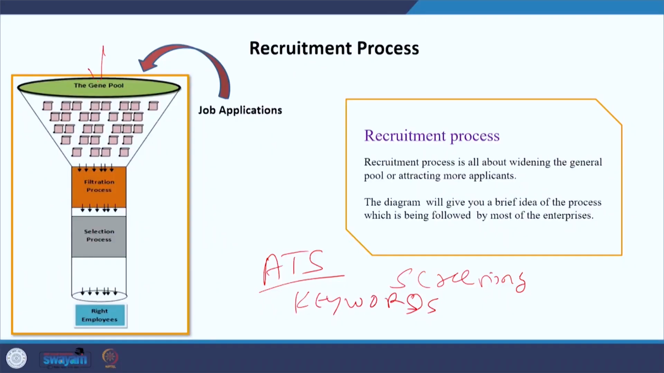This creation of a pool of job applications, this pool creation, is becoming very important. Whenever you are creating these pools, they will be wider and wider, and that is the objective: we are widening the pool of applications.